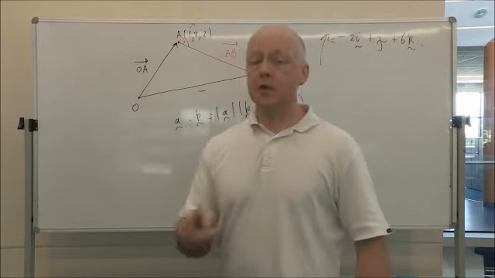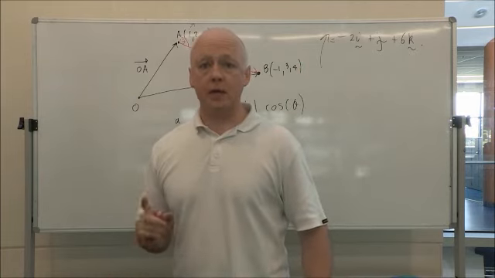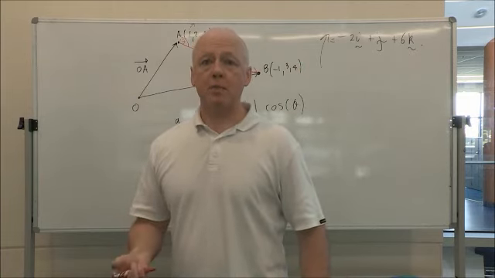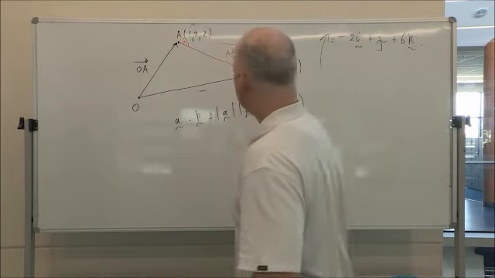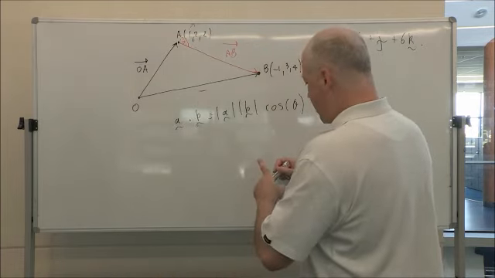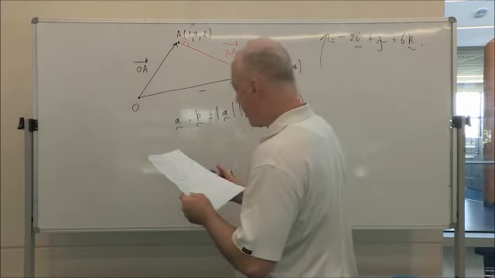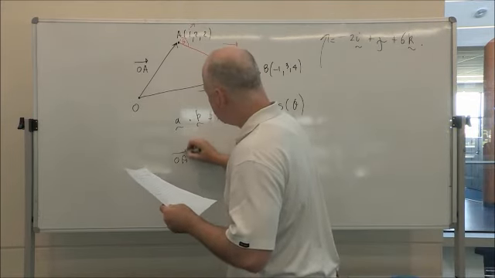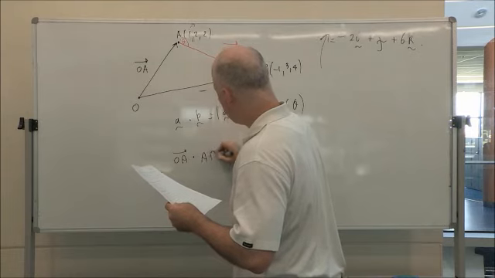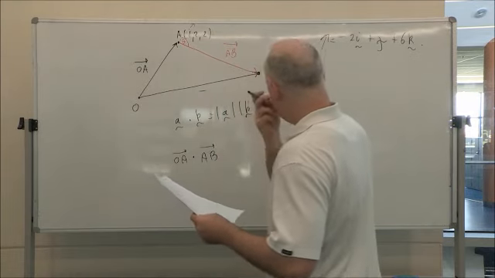Okay? We don't need really to know that, but I wanted to point that out because it's a real trap that people can fall into. Now, we've been asked to find the cosine of the angle. Now we need to consider the vector OA dotted with the vector AB.